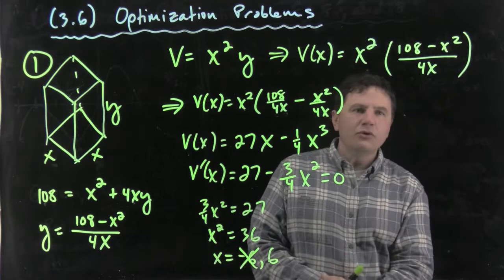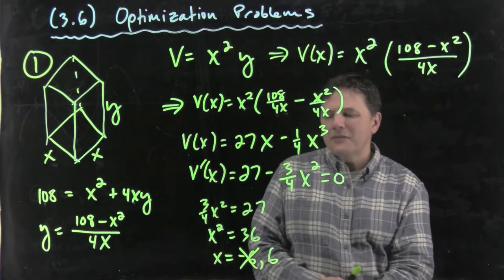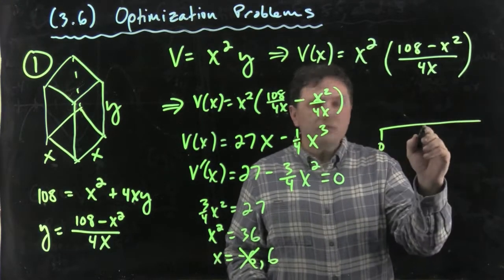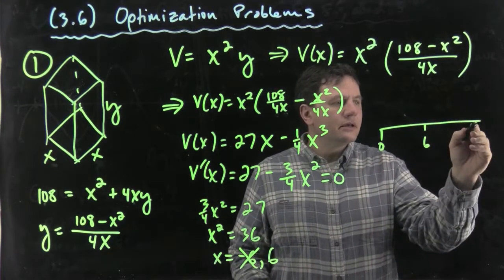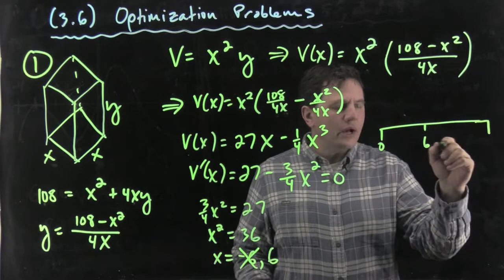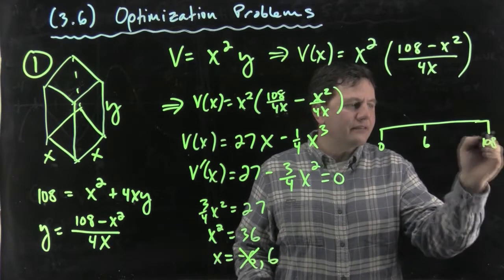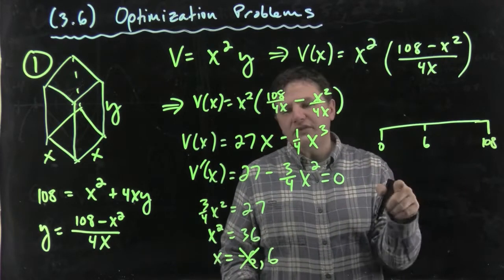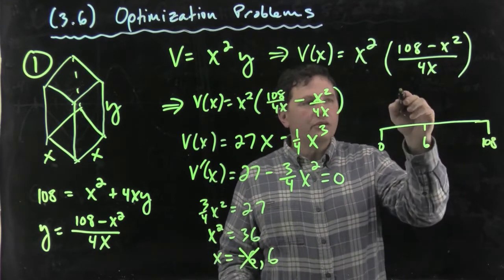I could actually use the double derivative test or the first derivative test here. I'm just going to go ahead and do the first derivative. So we're looking from 0 to 6 and then to, I guess, 108. All I'm doing is taking values and plugging them in. So I would just choose values that are going to be easy to do.